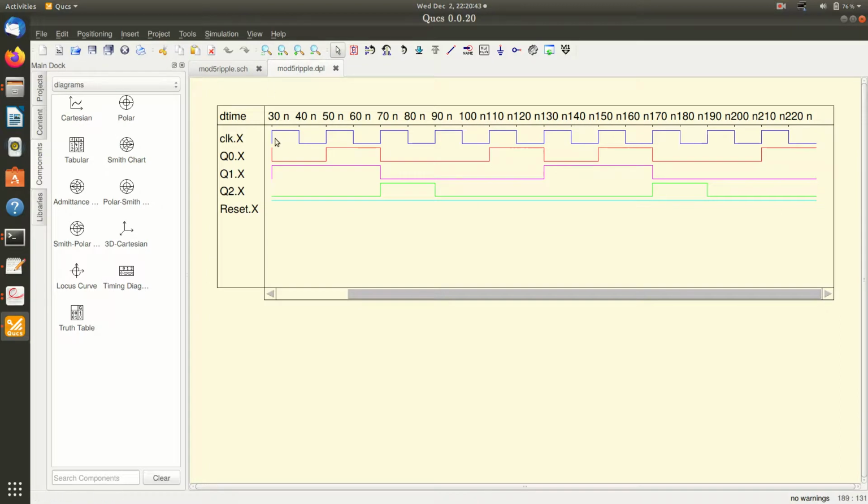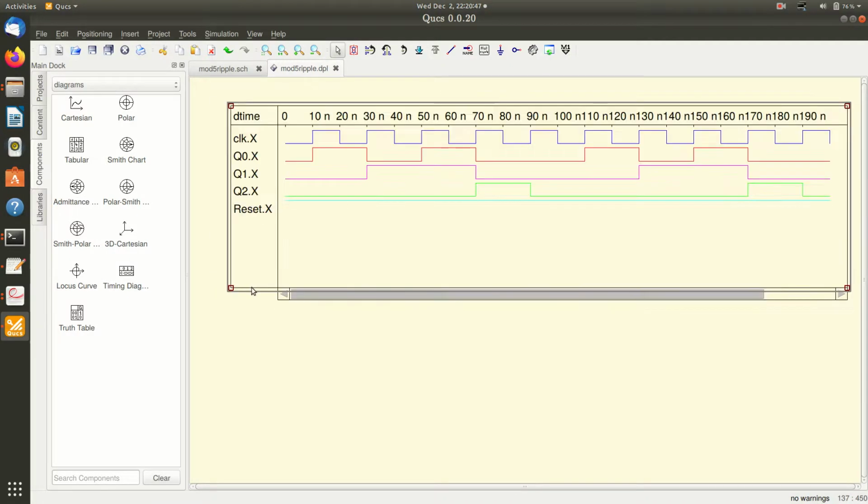This is my clock. I will start from the beginning. The clock is low for 10 nanoseconds and high for 10 nanoseconds. So at the first leading edge of the clock, Q0 toggles, and at 30 nanoseconds it toggles again, and at 50 nanoseconds it toggles again. Q0 has a frequency half that of the clock, and Q1 has a frequency half that of Q0.